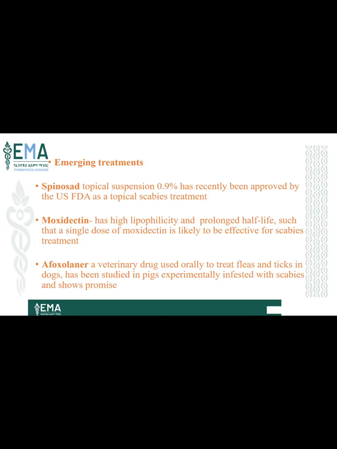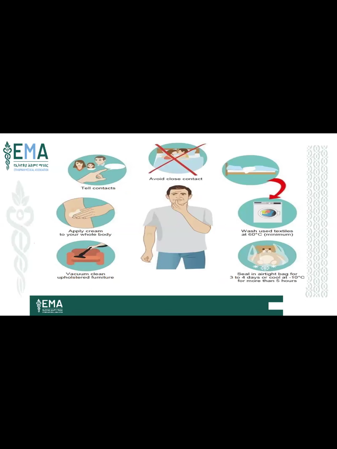The other one is afoxolaner. It is commonly used for the treatment of fleas and ticks in dogs, but currently it is being studied for treatment of scabies in pigs, and it shows promising results. In fact, it is showing significantly higher efficacy over ivermectin.